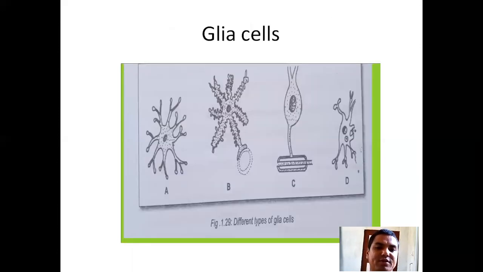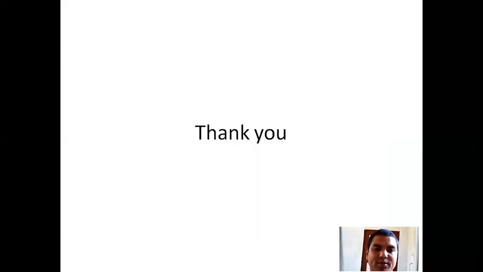Here is a figure of glial cells. Figures A, B, C, D. These are the types of glial cells. Please, dear students, we have just discussed the four types of animal tissue for the NEB board exam.